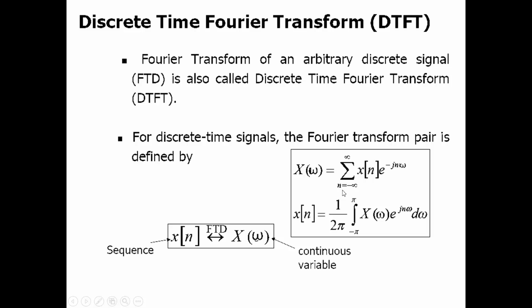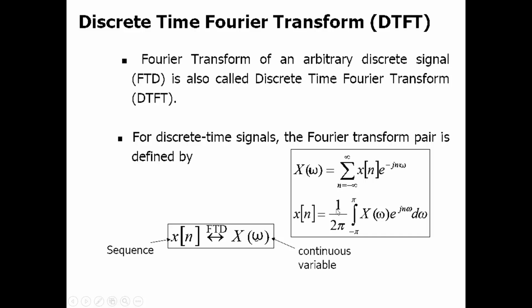X(omega) is equal to the sum, because in place of the integral you get a sigma in the discrete domain, with n going from minus infinity to infinity of x(n), the input sequence, times e to the power minus j n omega. This gives the Fourier transform of a discrete sequence x(n). Inversely, we can also recover the discrete sequence from the Fourier transform with this formula.